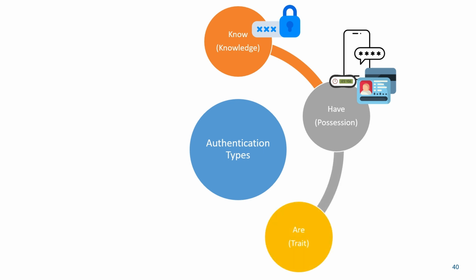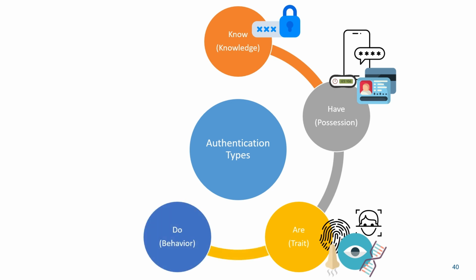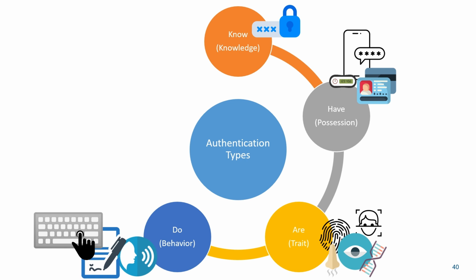The next authentication type is something you are. This is a trait. This would be like your fingerprint or your facial recognition or your iris scan or even your DNA or the way that you smell. And another authentication type is what you do. So your behavior, the way you speak, the way that you write your signature, how fast you type on the keyboard, or even the way you walk.